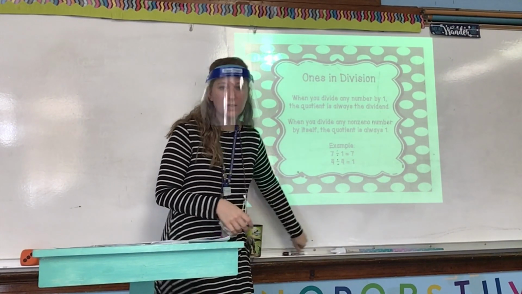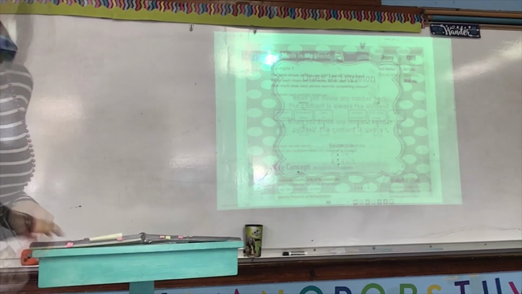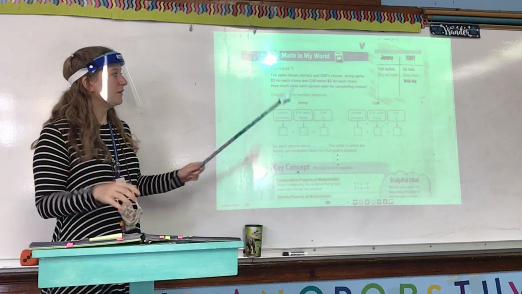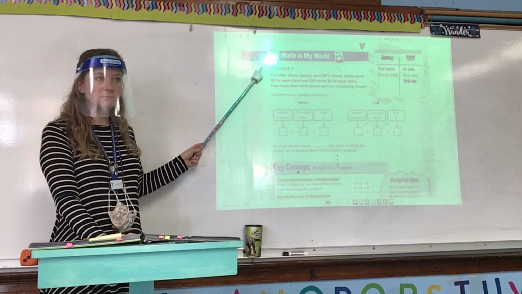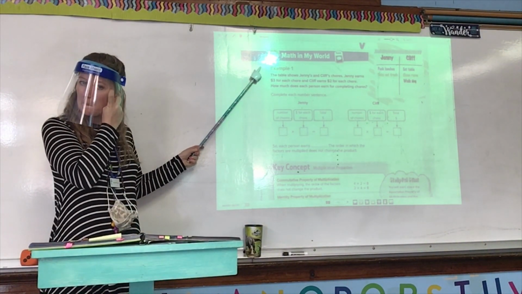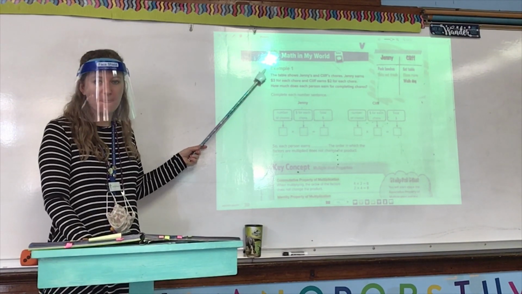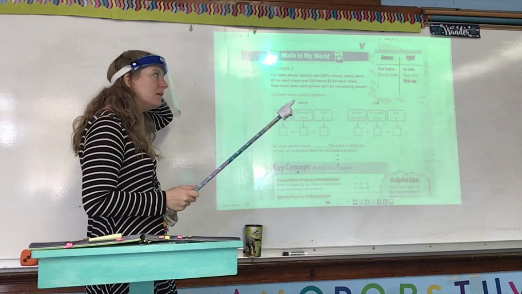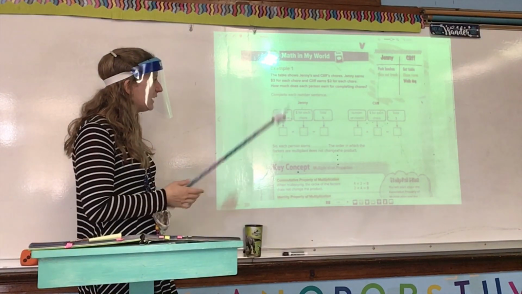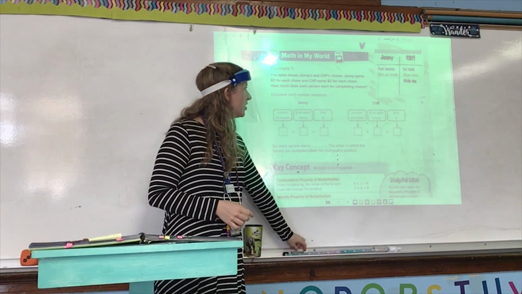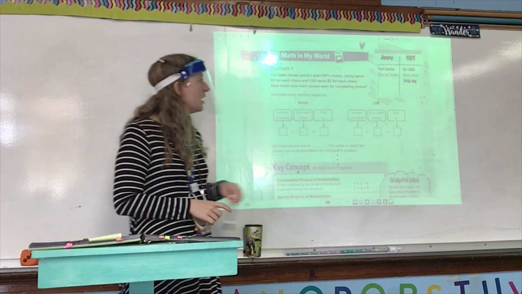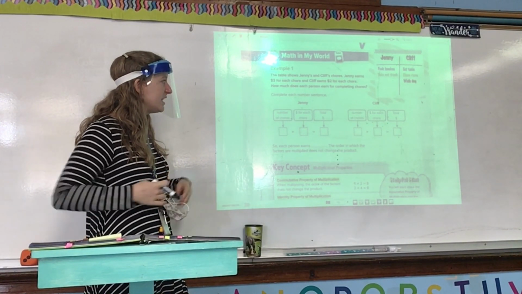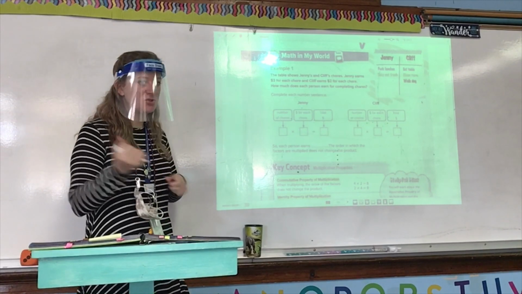Okay, so now let's look at our book. Finger and pencil on example 1. Carla, is your finger and pencil on example 1? Okay, read in your head while I read out loud. The table shows Jenny and Cliff's chores. Jenny earns $3 for each chore, and Cliff earns $2 for each chore. How much does each person earn for completing chores?